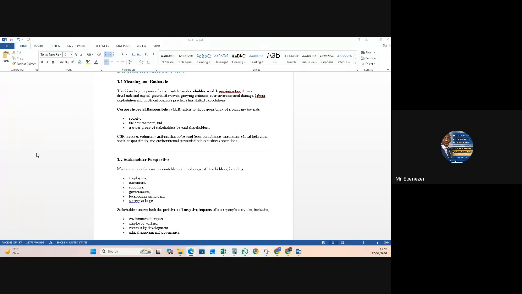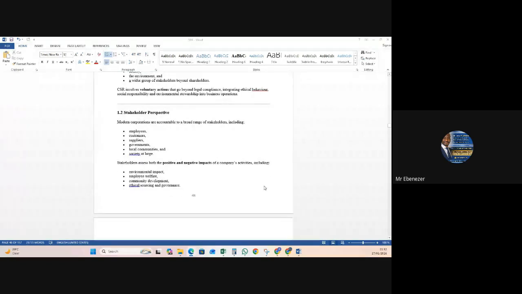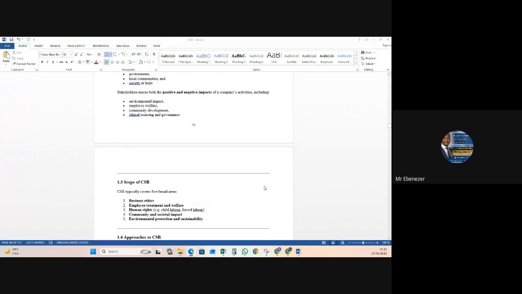So we want to assess the positive and the negative impact of a company's activities on the environment, on the employees' welfare. Are they treating them better or less? On community development, ethical sourcing, and governance. So all of this will be looked at. All right? So that's it.